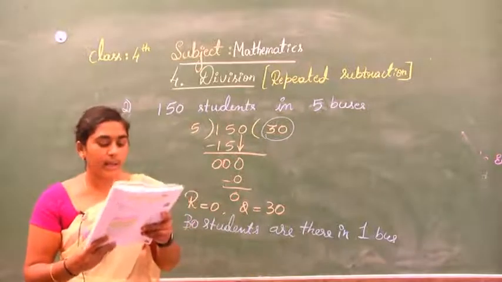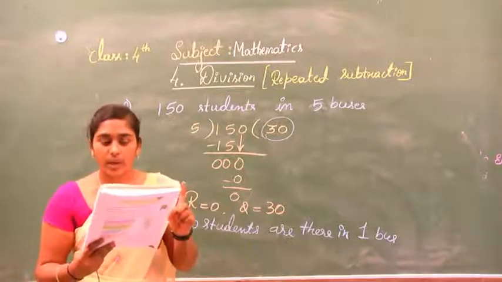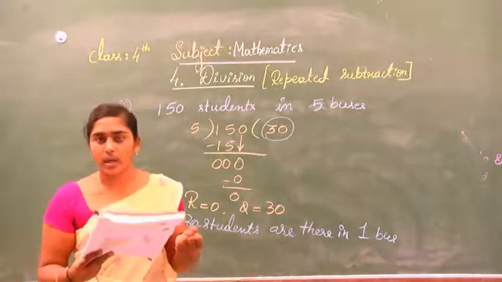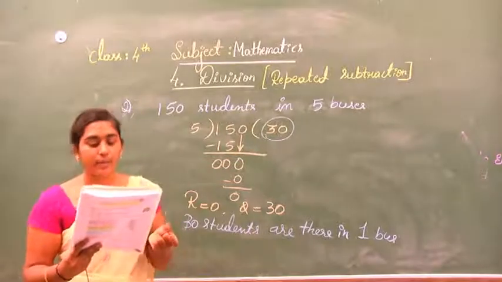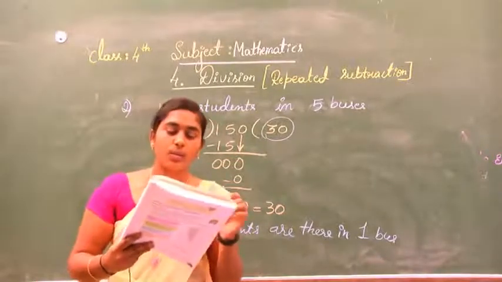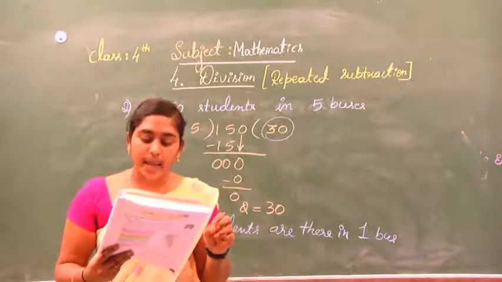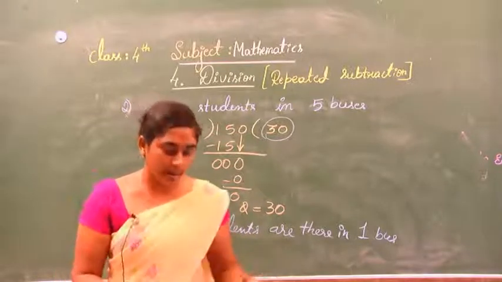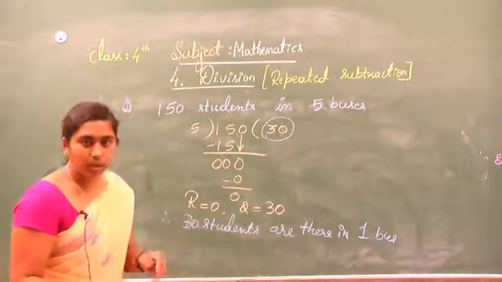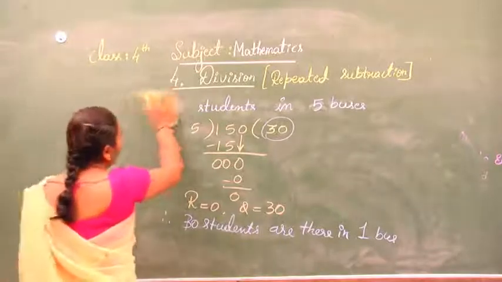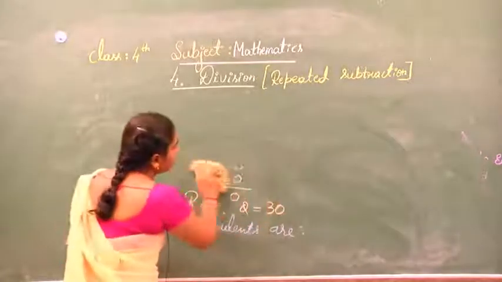192 eggs have been packed in boxes. If 8 eggs can be packed in one box, how many boxes are required? Read the question one more time. 192 eggs have to be packed in boxes. If 8 eggs can be packed in one box, I have told one box should have 8 eggs. So how many boxes do we need for 192 eggs?